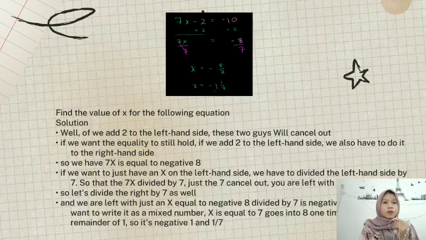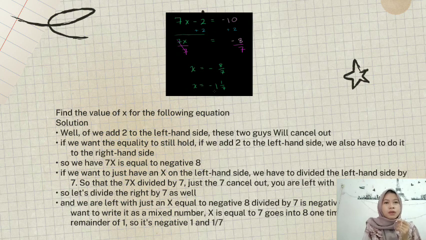If we want to just have an x on the left hand side, we have to divide the left hand side by 7, so that the 7x divided by 7, the 7s cancel out. You are left with x. So let's divide the right by 7 as well. And we are left with just x equals -8 divided by 7, which is -8/7.